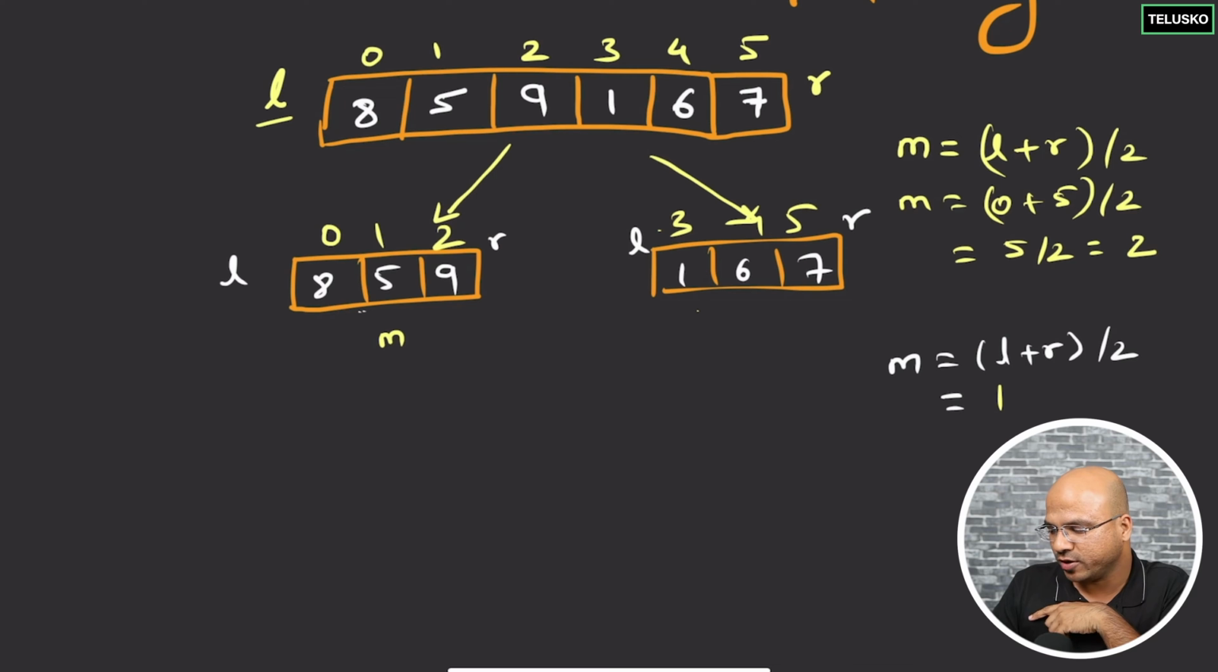Now if you want to calculate for the next array, again the same. What is L? L is 3, R is 5, so 3 plus 5 is 8, 8 divided by 2 is 4. So 4 is here, so the median is here. Of course, when you look at the values, you will find the median just by looking at it. But let's talk about the algorithm, and we don't have a limited set of values.